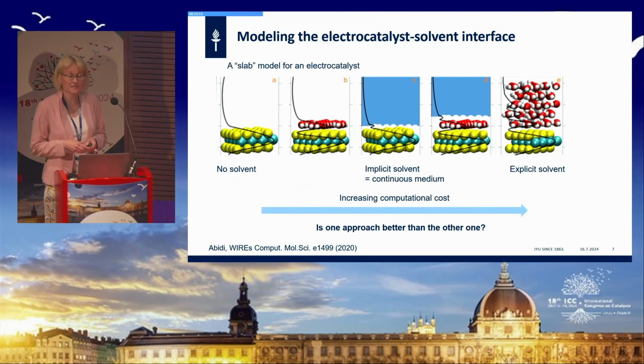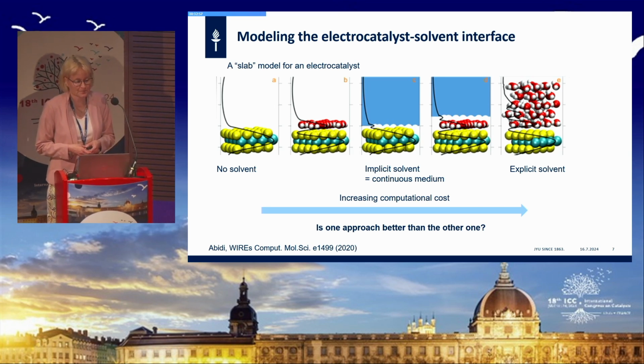So there are different kinds of models for the interface. You either include just the catalyst, a metal slab, in DFT calculations, or you start increasing the complexity by including the solvent. In the first step, it might be one water molecule or a couple of water molecules, or you might be using implicit solvent or a combination of implicit solvent and explicit water molecules. Or in the very end, you just use explicit water. But of course, going from left to right increases the computational cost.